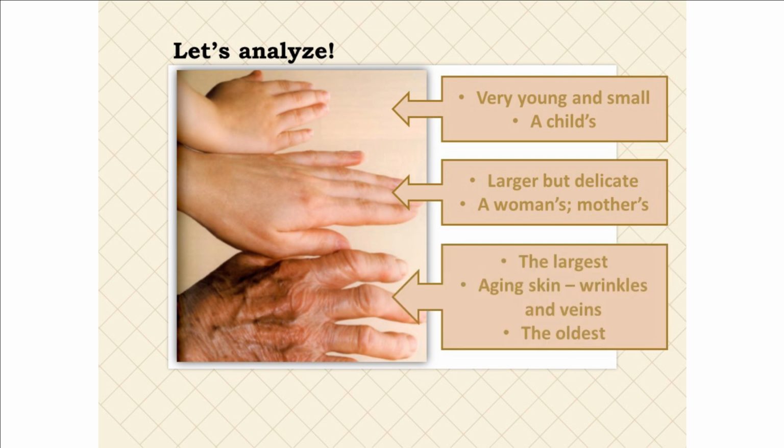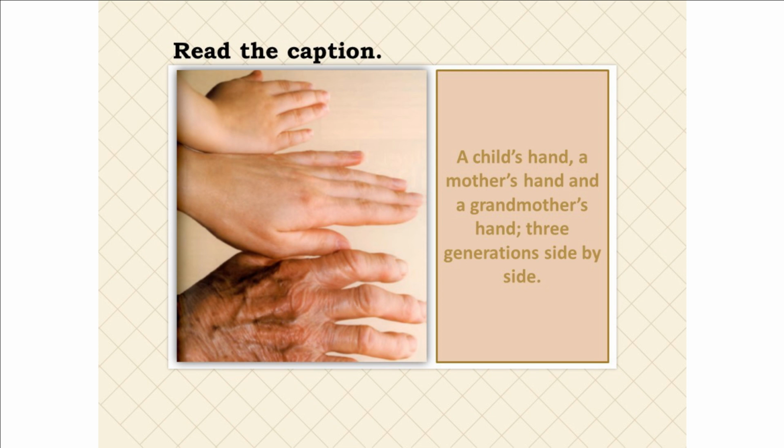And the bottom one is the largest and the skin shows signs of aging like wrinkles and veins. The owner of the hand is probably the oldest among these 3. Now, look at the caption below. This picture is actually of a child's hand, a mother's hand, and a grandmother's hand. 3 generations side by side. So, are the owners of these hands related? Yes, they are. They are family.